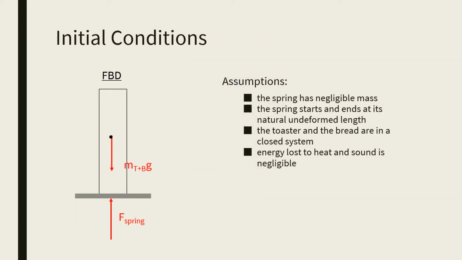So for the initial conditions of the toaster, the assumptions you have to make are that the spring has negligible mass, the spring starts and ends at its natural undeformed length, the toaster and the bread together are in a closed system, and the energy that is supposed to be lost to heat and sound is negligible.